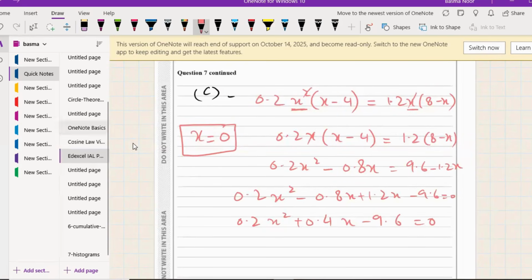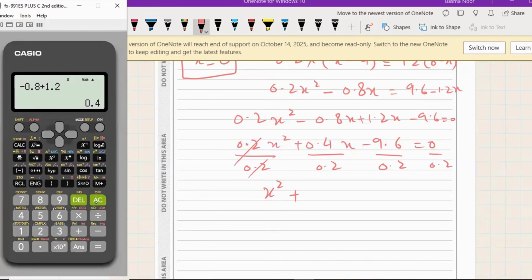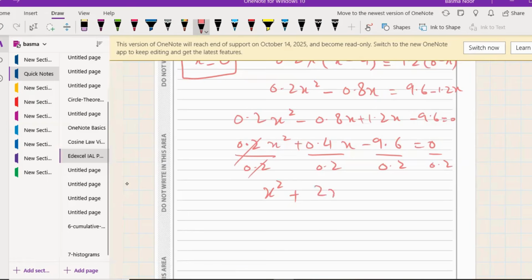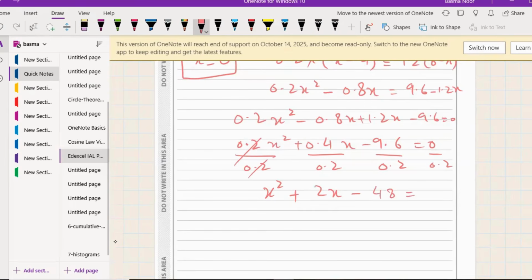Okay, it's a quadratic, we will try to simplify it. As you can see, this is 0.2, this is 0.4 and 9.6. I believe the whole will be divided by 0.2. Let's try dividing the whole equation by 0.2 in order to simplify it. So this 0.2 will be gone, so x squared plus 0.4 divided by 0.2 will be 2, so you got 2x here, minus 9.6 divided by 0.2 is 48, equals to 0.